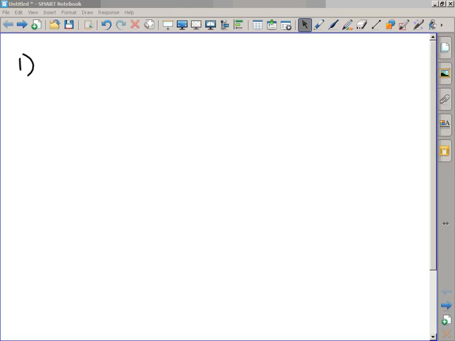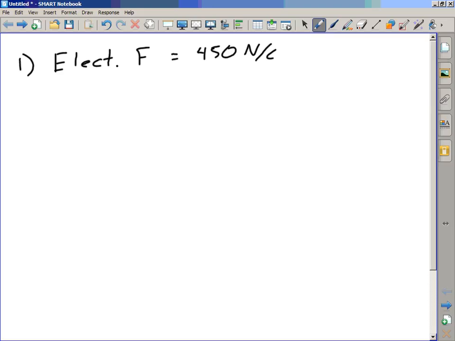With electric field problems, an electric field is produced, which equals 450 newtons per coulomb, west.